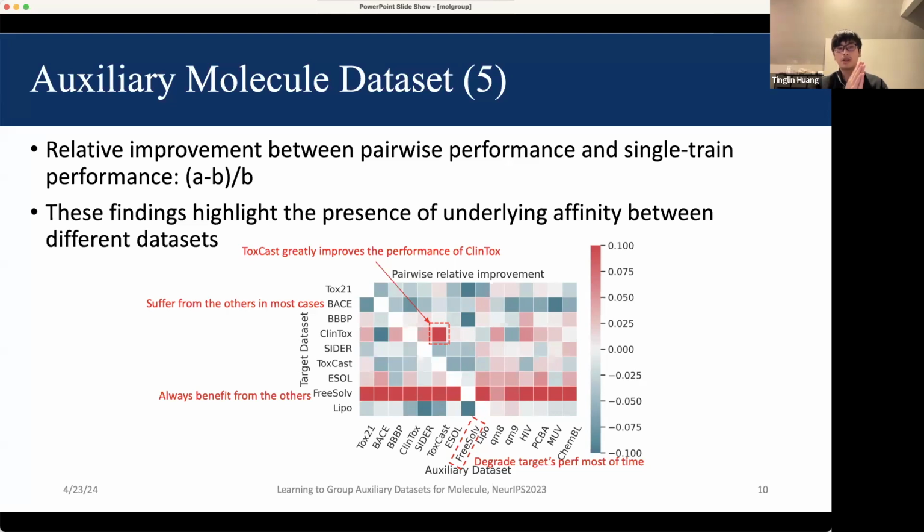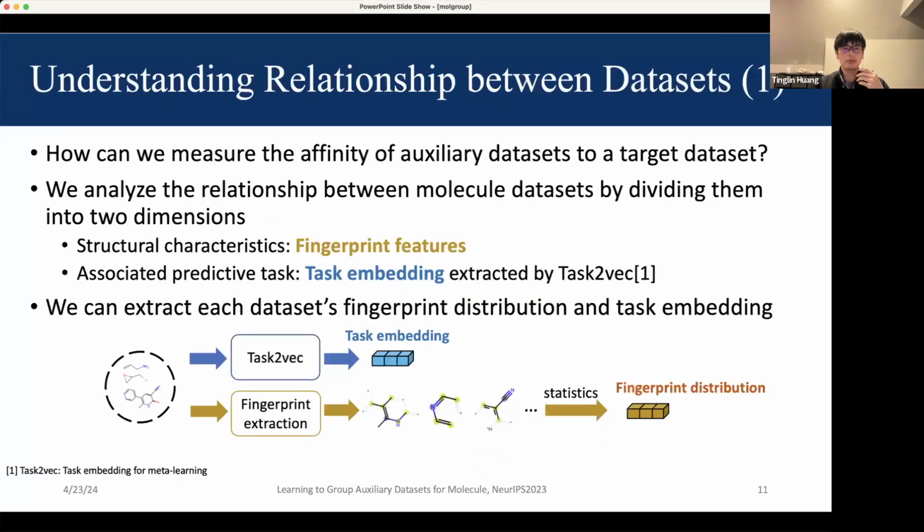Another finding is that the relative improvement is not symmetric, which means that one dataset may help another, but conversely that dataset might not be very helpful for the first. This result also verifies that there is an affinity distribution among different datasets. Furthermore, with these experimental results, we want to ask a question: how can we measure the affinity of an auxiliary dataset to a target dataset?